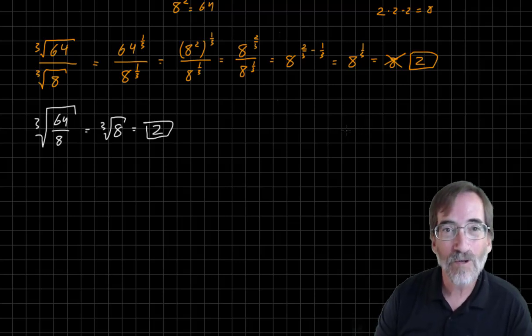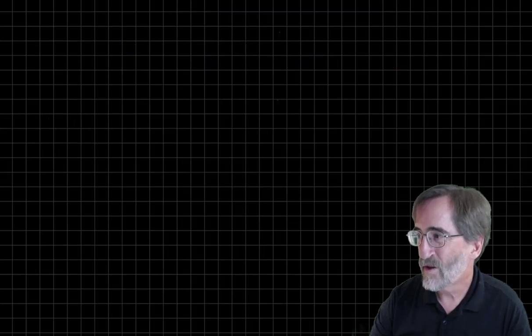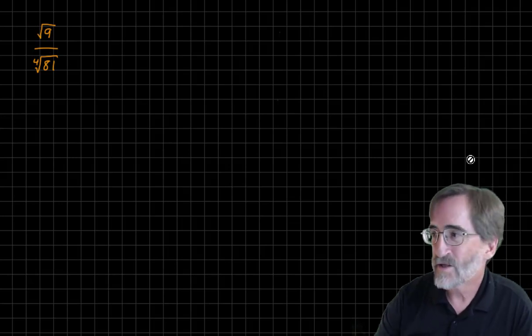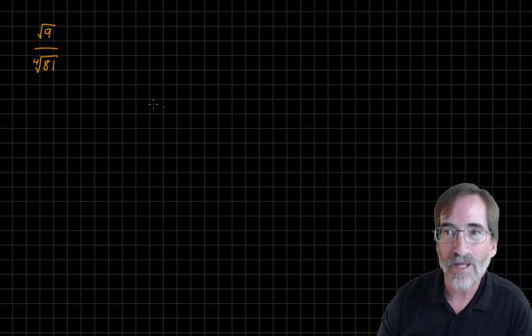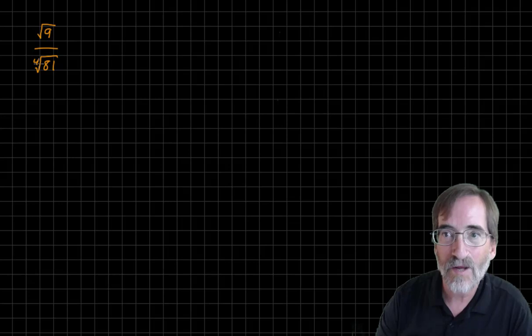So there's more than one way to do these. So just be aware of that. All right. Next one. Notice this one, the indexes don't match. So the trick I gave you doesn't work. We have a square root. The index is assumed to be 2 if it's not written. And a 4th root. Okay.